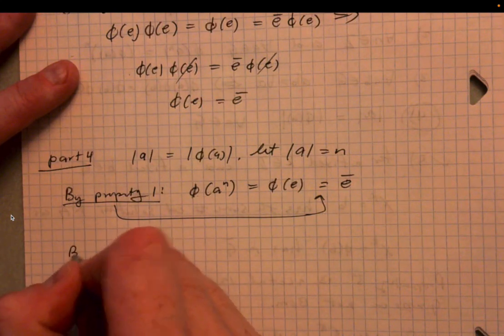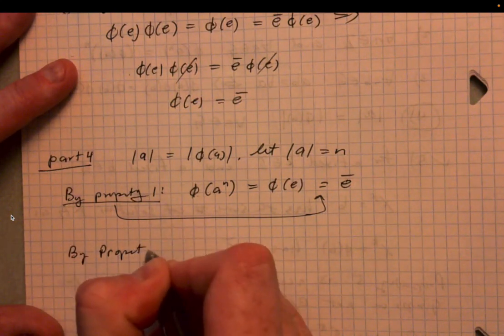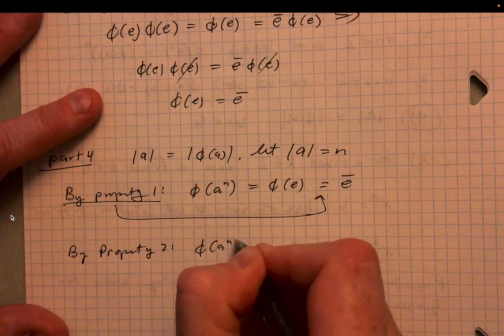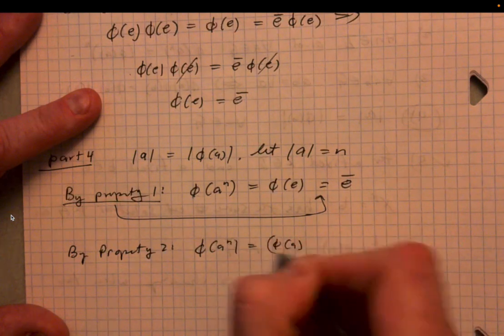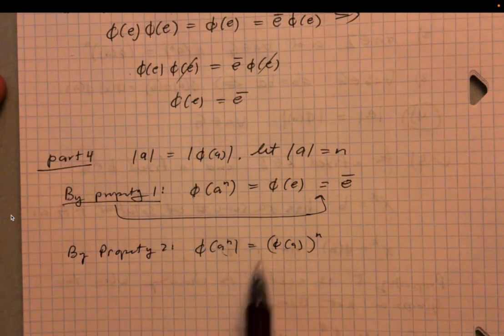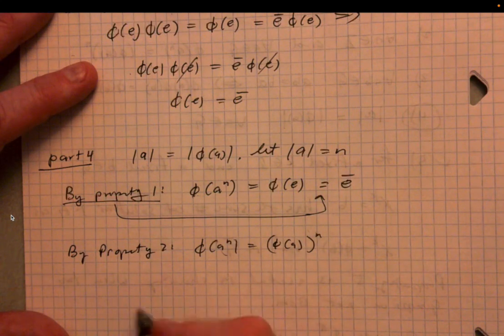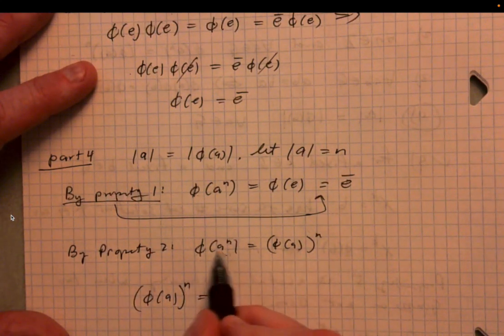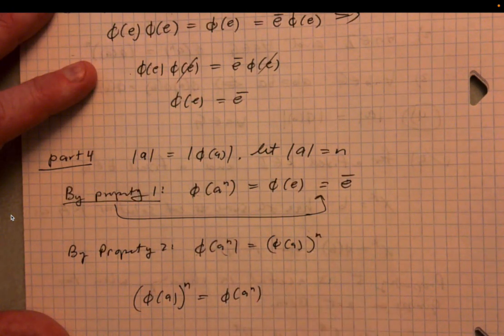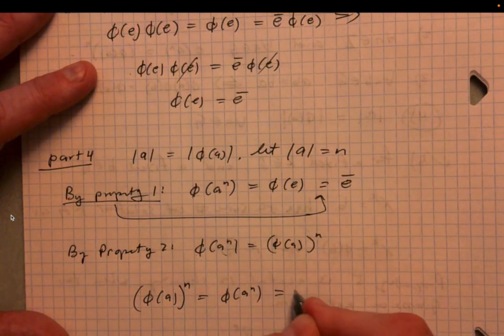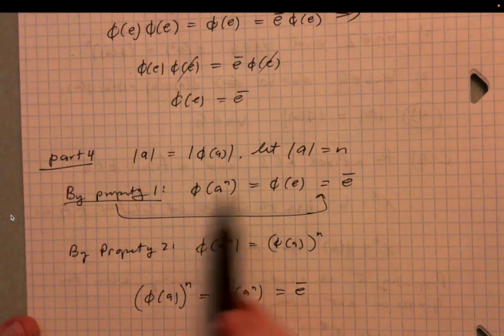Okay, and now we're going to pull in property 2, and let me remind you of what property 2 says. Property 2 says that phi of A to the n equals phi of A all raised to the n. So we're going to use that next, and combine these two. Here I've got phi of A raised to the nth power. I know that's equal to phi of A to the n, and they're both equal to E bar. So this guy's equal to E bar in particular.